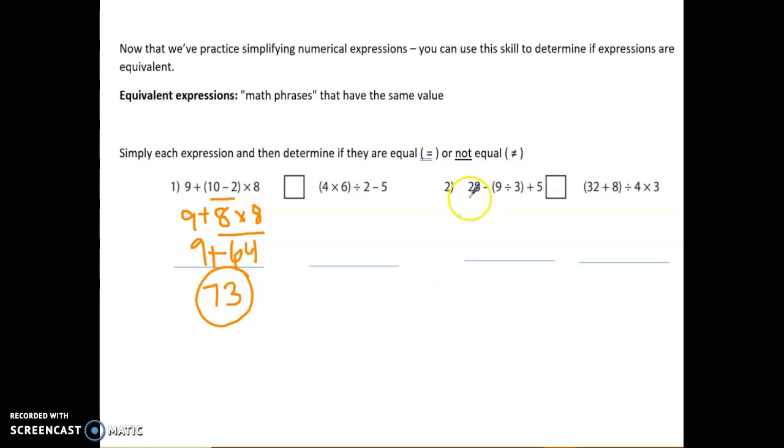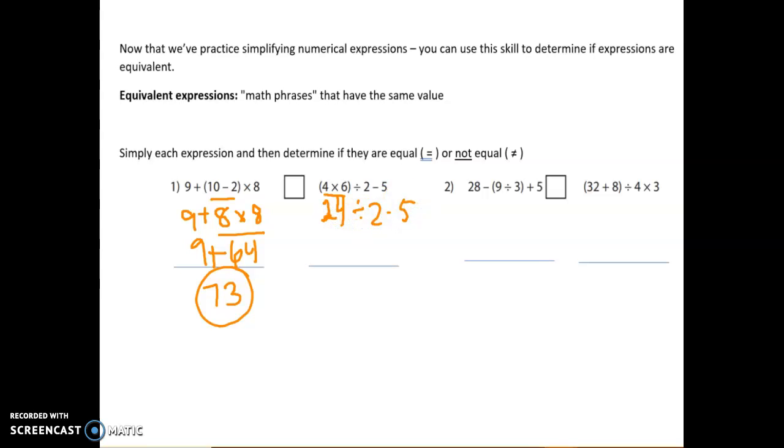Looking at the right here, we're going to be comparing it to this expression. And the only way we can do that, again, is to simplify it down to one single term and then compare our numbers. So looking at this one, parentheses are first. So 4 times 6 is 24. And then we're going to, oh, that looks kind of rough. Sorry about that, guys. Divided by 2 minus 5.